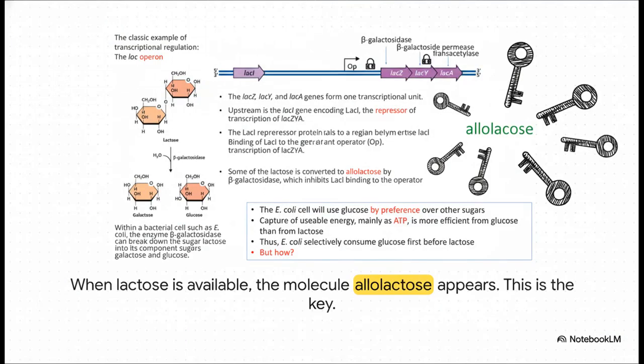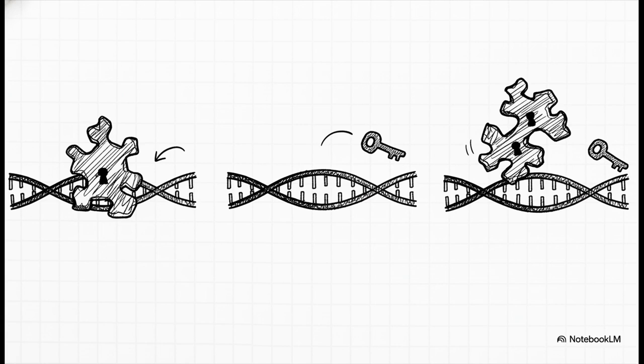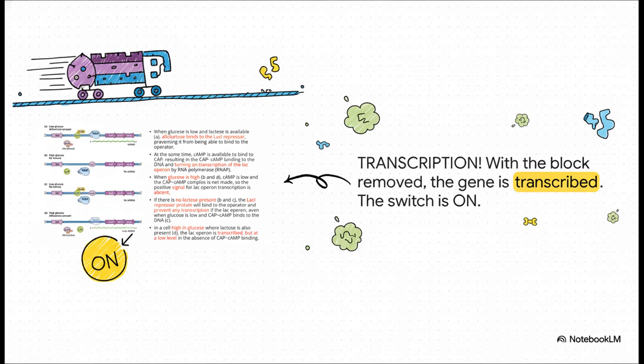But what happens when lactose finally shows up to the party? Well, the cell cleverly converts a little bit of it into this molecule here, allolactose. And this little guy is the specific custom-made key that's designed to fit our protein lock. So the key, the allolactose, finds the lock, that repressor protein. And when it binds, it causes the repressor to literally twist and change its shape. And that change forces it to let go of the DNA. It just pops right off. And just like that, the roadblock is gone.